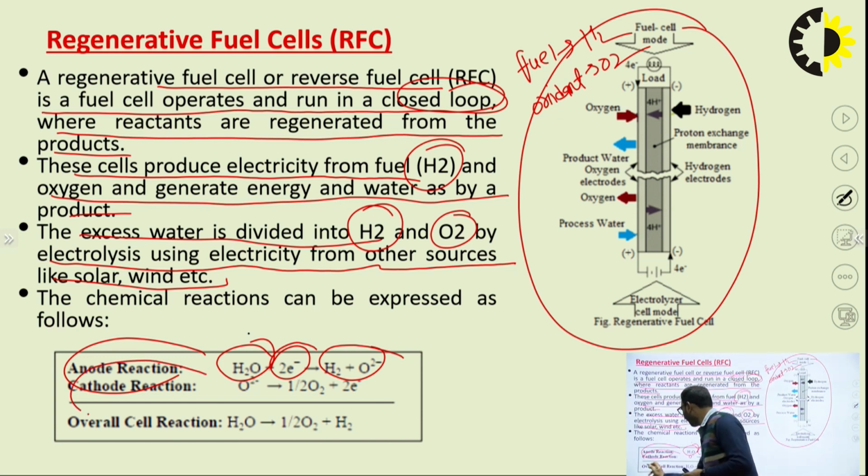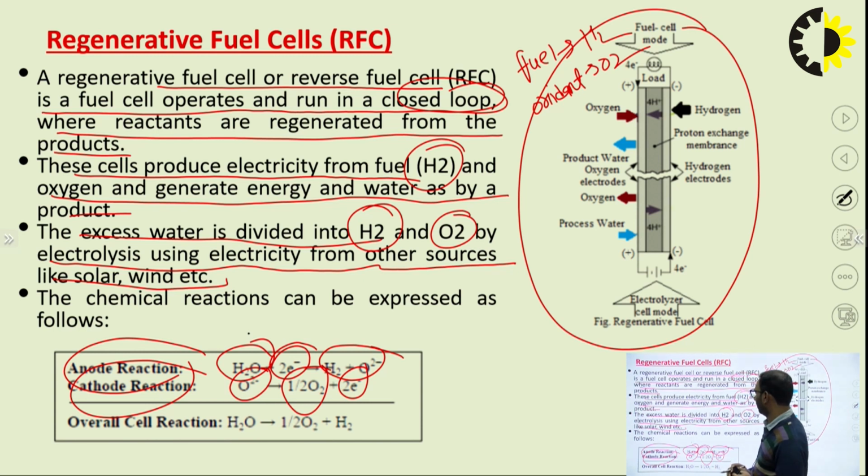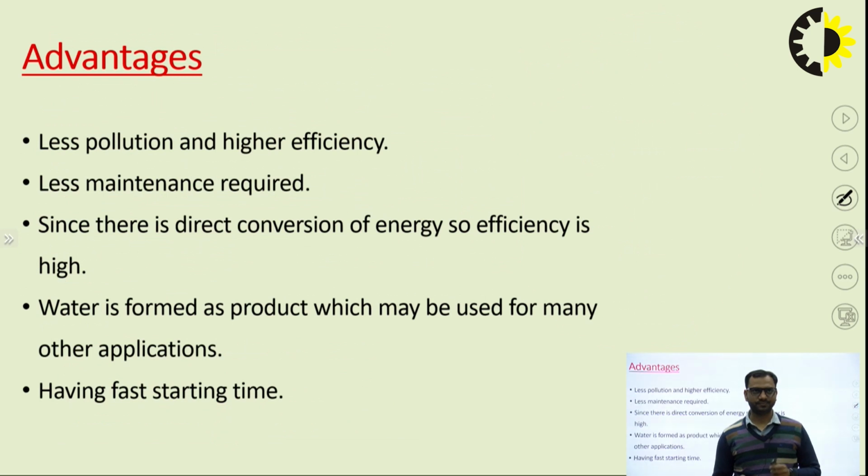Then at the cathode side, O2 minus breaks into half O2 plus 2 electrons. So if we are talking about this overall chemical reaction, here hydrogen breaks into oxygen plus hydrogen. So this is all about the regenerative fuel cell.